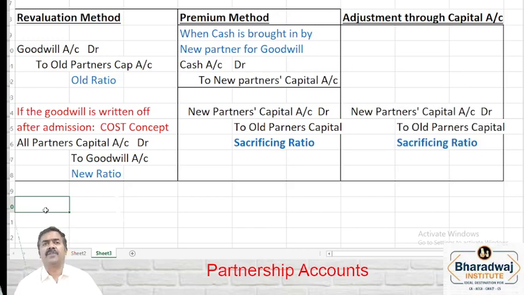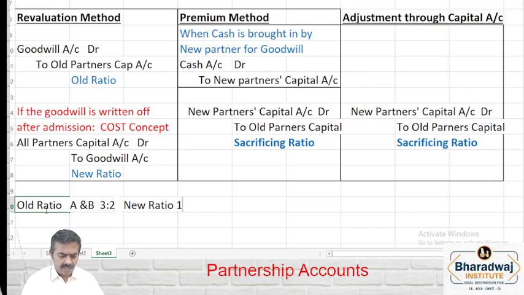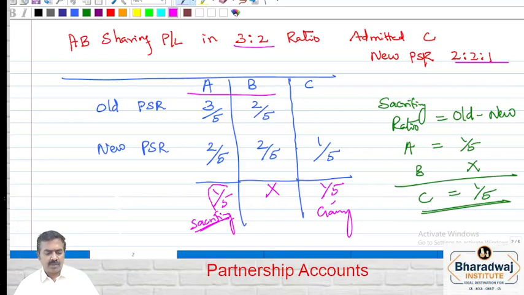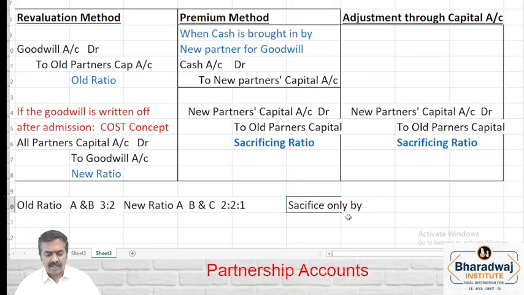What is the first question in the profit sharing ratio I have given? What old ratio did I give? 3:2 for A and B. What is the new ratio I have given? A, B and C, 2:1 ratio. And we identified the sacrifice. We worked out the sacrifice; who sacrificed? Only A sacrificed. Let me take up this as a case and solve it.